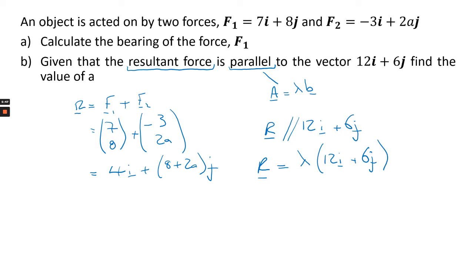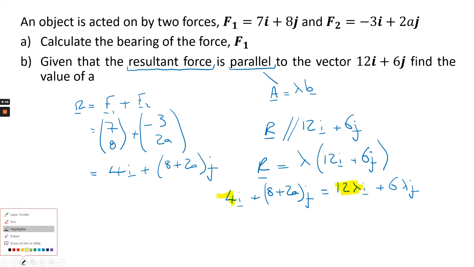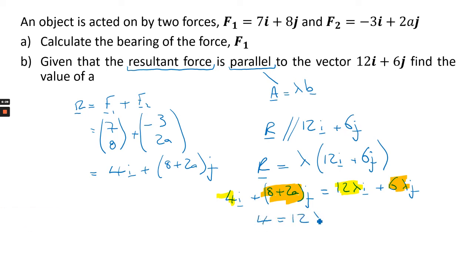What I now need to find is this scalar multiple. So 4I plus (8 plus 2a) lots of J will equal 12 lambda I plus 6 lambda J. I can compare my coefficients and I should see that 4 needs to be the same as 12 lambda, and 8 plus 2a needs to be the same as 6 lambda. For that to be true, I can say that 4 equals 12 lambda, so lambda is 1/3, and I can say that 8 plus 2a equals 6 multiplied by a third, so 8 plus 2a is 2.